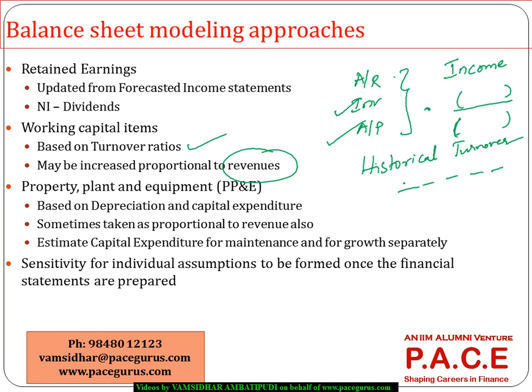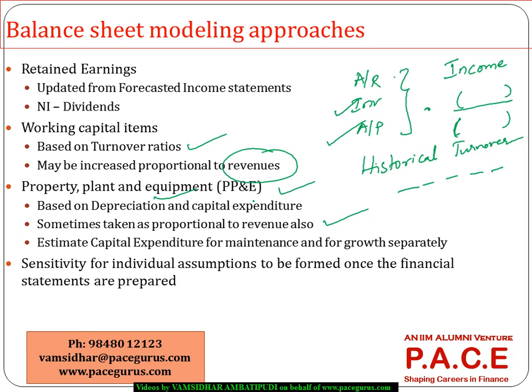And now that I have the income statement projections with me, either the revenues or the cost of goods sold, I can use those values to project the working capital elements on the balance sheet. Then, when we are coming to the property, plant and equipment, even for that people look at the turnover ratios itself. But in some cases, it's better to go with the depreciation and the capital expenditure kind of an approach.